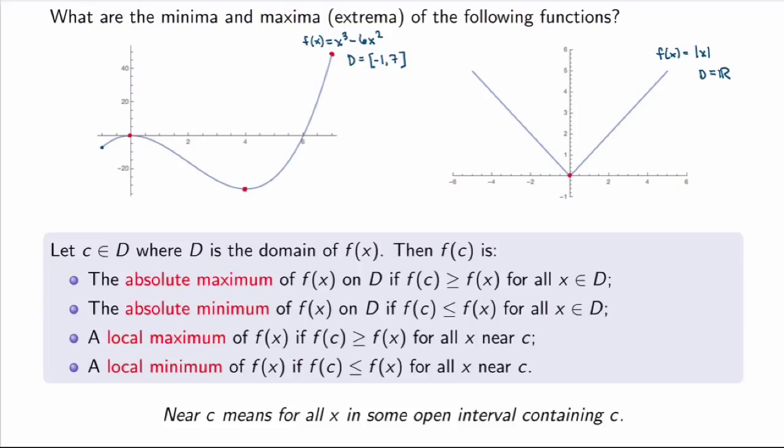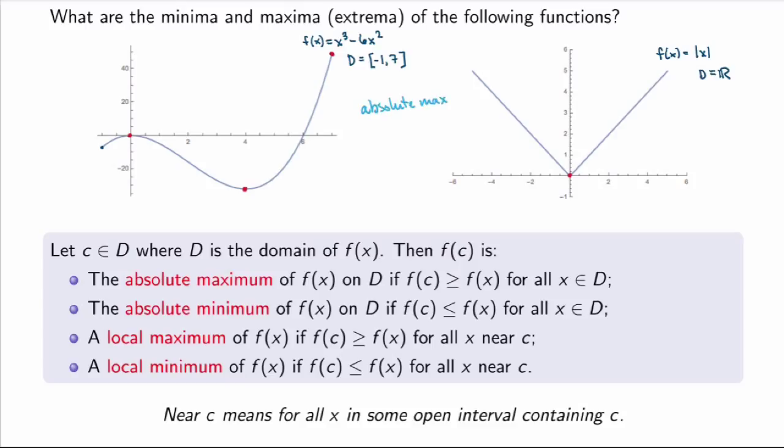All right, so let me now formalize the notion of absolute max and min and local max and min mathematically. So let c be a point in the domain of a function f, then f of c is the absolute max of the function in this domain if f of c is greater or equal than f of x for all points x in the domain. And similarly, it's the absolute min if f of c is less or equal than f of x for all x in the domain.